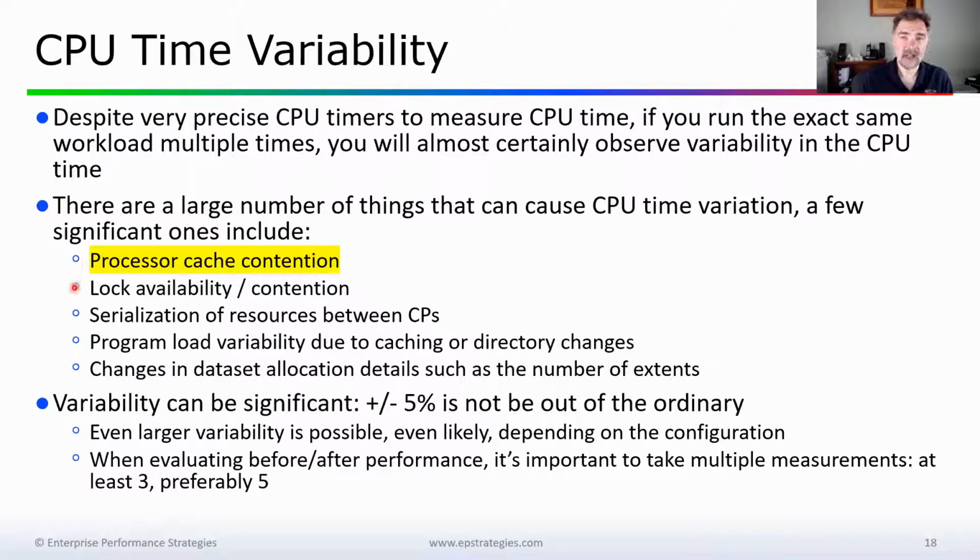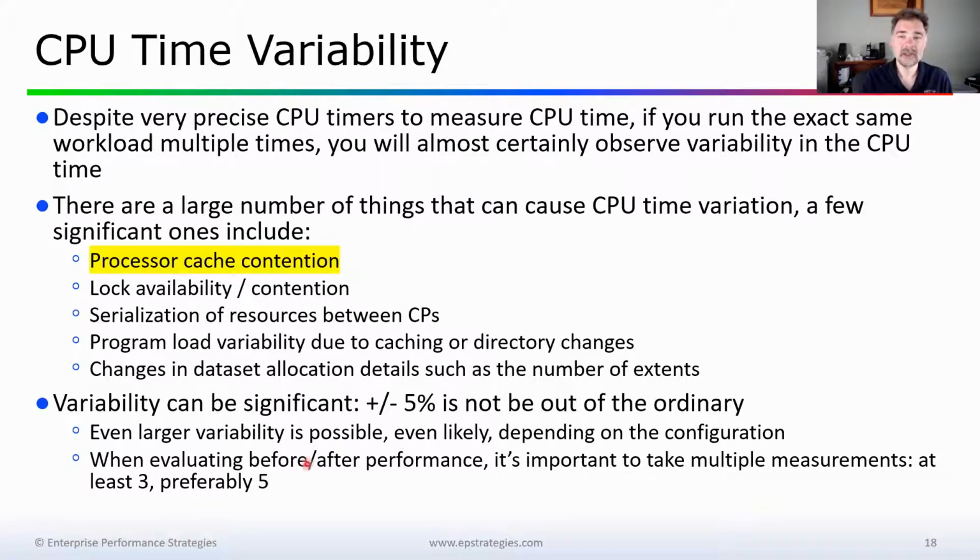There's also things like locking, serialization, all these other things that can influence CPU time variability. And that variability can be significant. I say here plus or minus 5%, it's not out of the ordinary. That's kind of a baseline. But even larger variability, plus or minus 10%, is not out of the realm of possibility, especially depending upon how busy the system is, what your configuration is in terms of the LPARs and their logical CPs versus the physicals and all that sort of stuff.